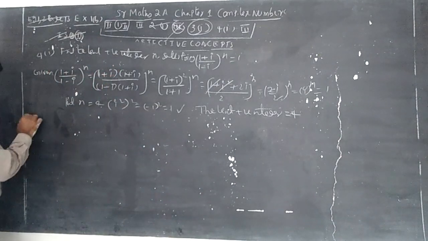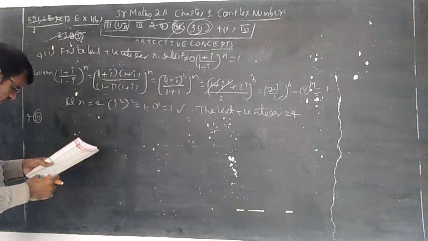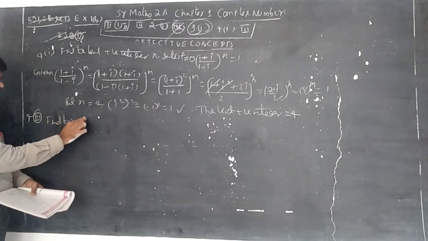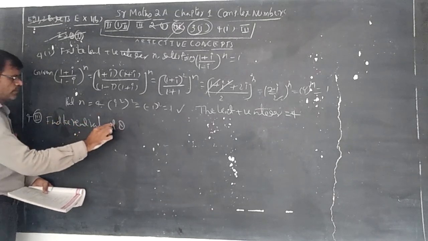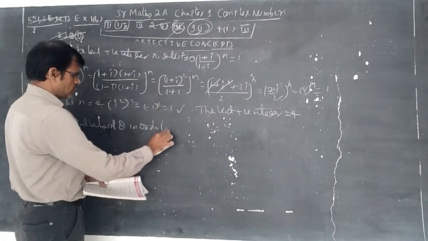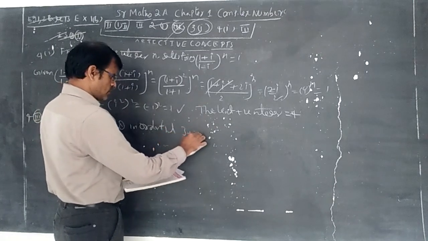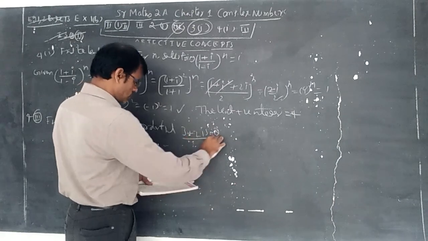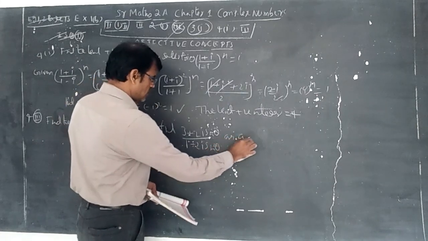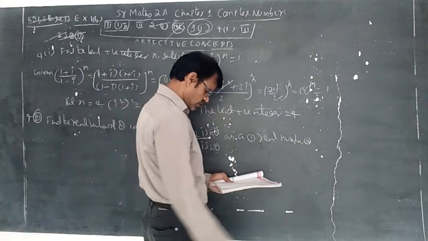Now, fourth question, third one. Find the real values of theta in order that (3 plus 2i sin theta) by (1 minus 2i sin theta) is: first one, a real number; second one, purely imaginary.